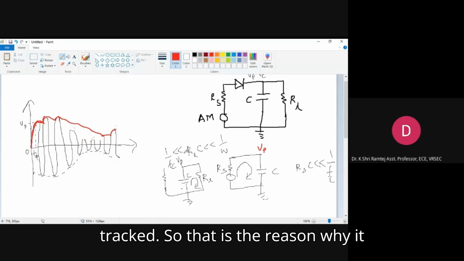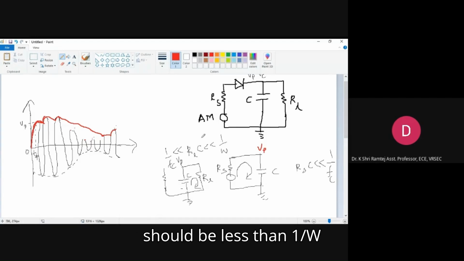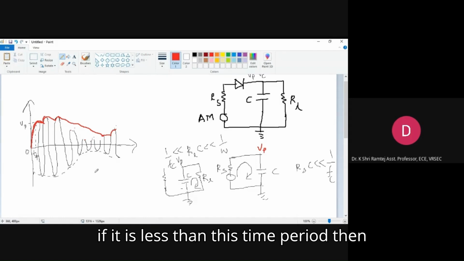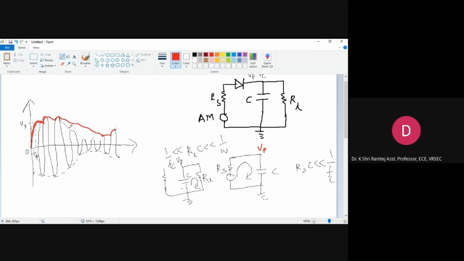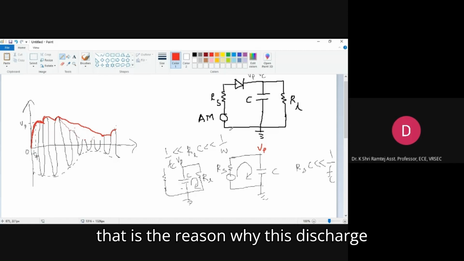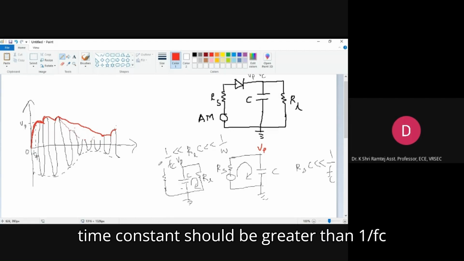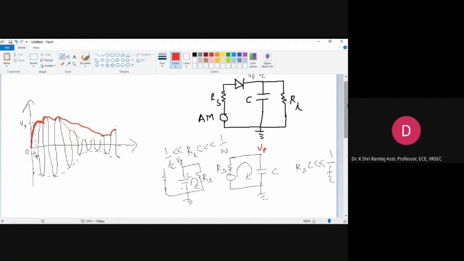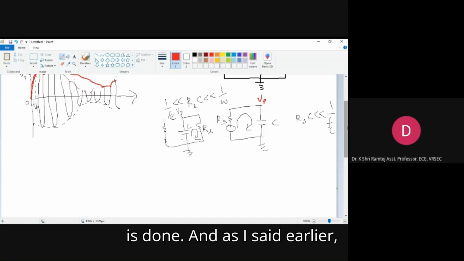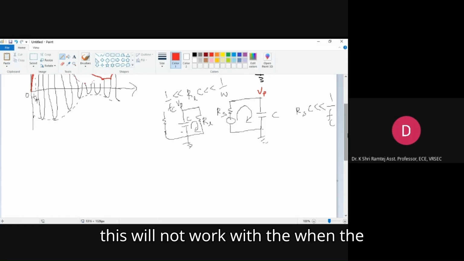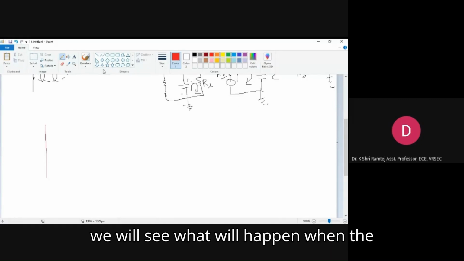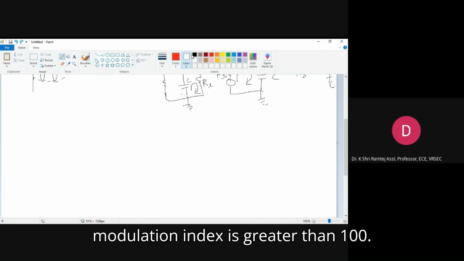So that is the reason why it should be less than 1 by omega, that is the time period of the message signal. If you see, this is the message signal. If it is less than this time period, then we can easily track these lower portions also properly. So that is the reason why this discharge time constant should be greater than 1 by Fc and less than 1 by W. So this is how charging and discharging is done. And as I said earlier, this will not work when the modulation index is greater than 100%. So we'll see what will happen when the modulation index is greater than 100%.